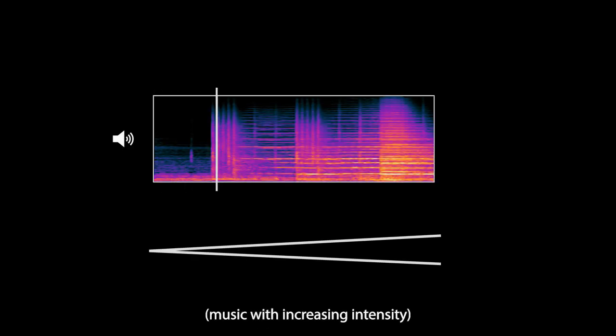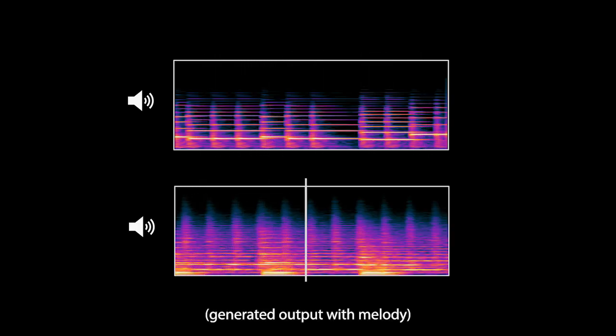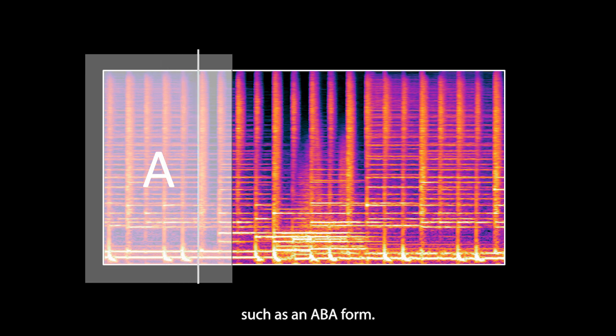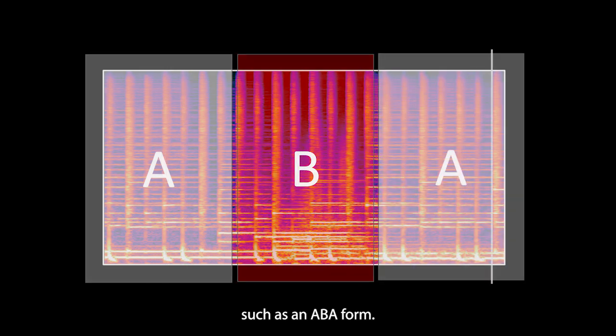We can also use our approach for controllable generation, allowing for intensity control using an annotated intensity curve, melody control using a reference melody, and musical structure control by example, such as an ABA form. We can even generate seamlessly repeatable musical loops.